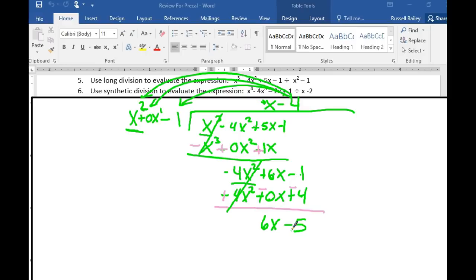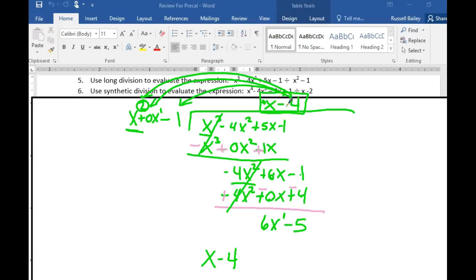As soon as you get to a place where this power is less than this power, then you're done with the process. But the way you write your answer is also a matter for discussion. So the first thing we do is we write this part first. So that would be our quotient, the answer from our division is x minus 4. So x squared minus 1 goes into this polynomial x minus 4 times.